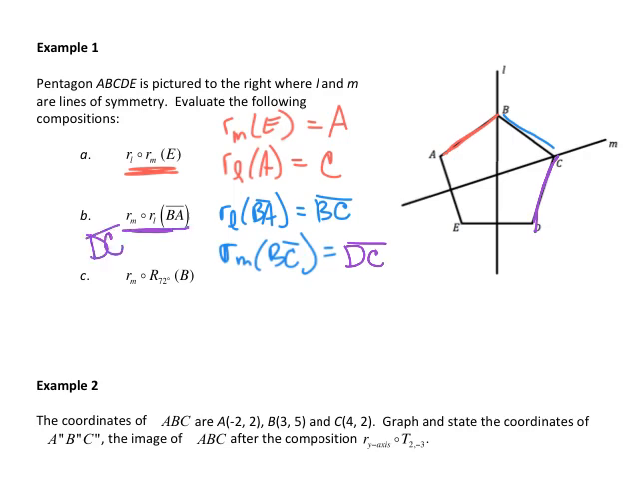The third one, I'm going to rotate B 72 degrees. So here's angle B. When I rotate him 72 degrees in the positive direction, he's going to end up at A. So that's my first answer. So that means I'm going to reflect A over line M. Reflecting A over line M means he ends up at E. So my final answer is E.